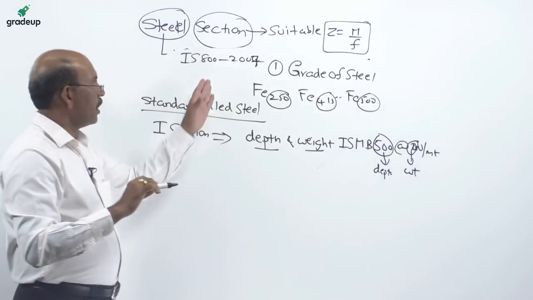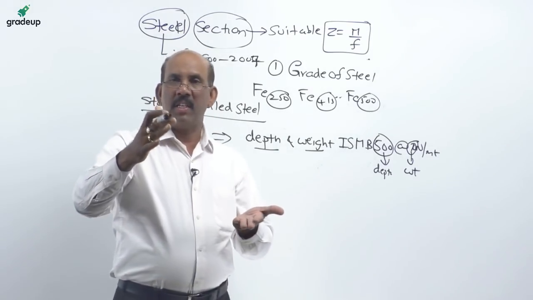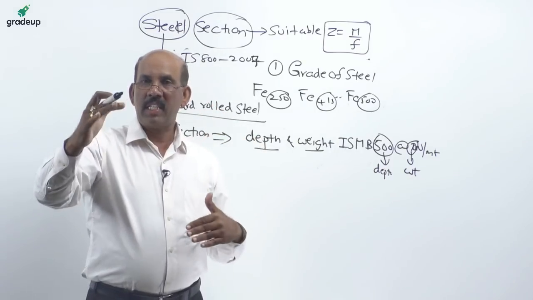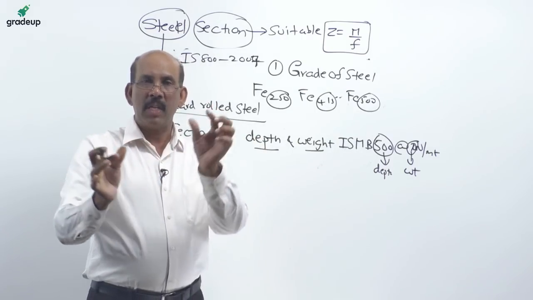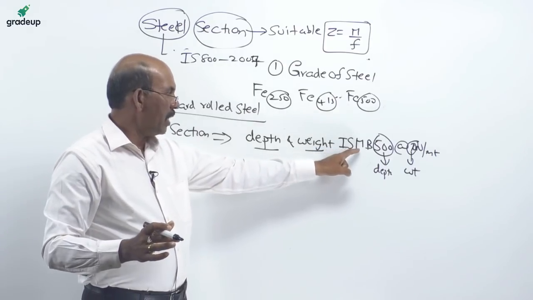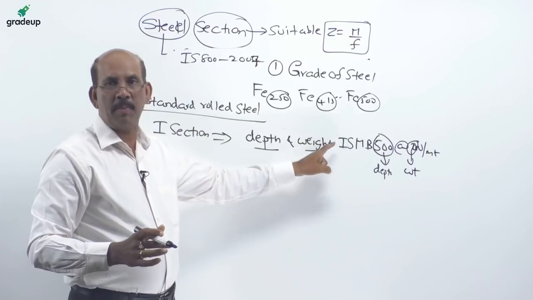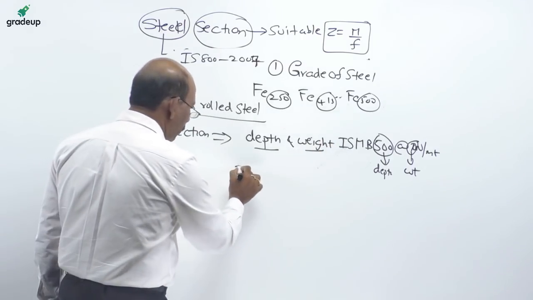So coming to the classification, this is the steel code, and coming to these particular sections, one is an I section. Whenever it is IS MB, M stands for medium, B stands for beam, and the shape is an I shape. So what is the purpose of this I shape here?